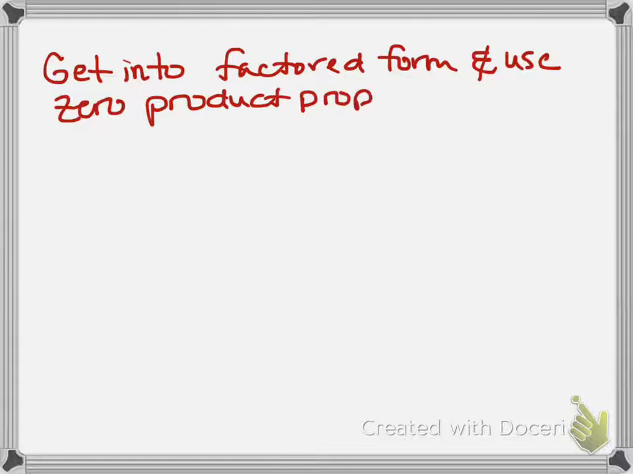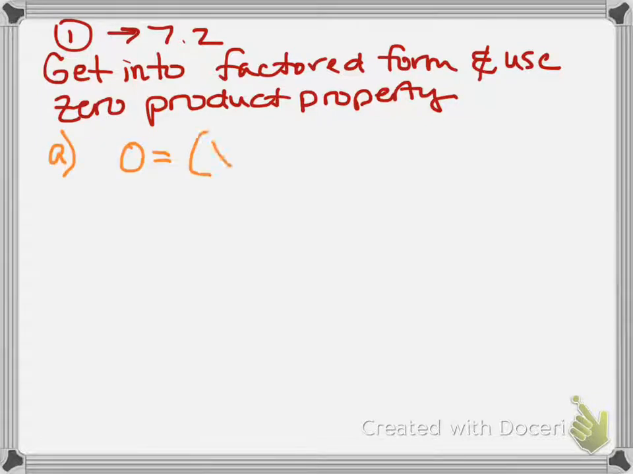So I'm going to do it algebraically. So I'm just going to get into factored form and use the zero product property. So if you need to look at notes or study this more, number 1 is from 7.2. Okay, so starting out with a, we have 0 equals x plus 1 and x minus 2.